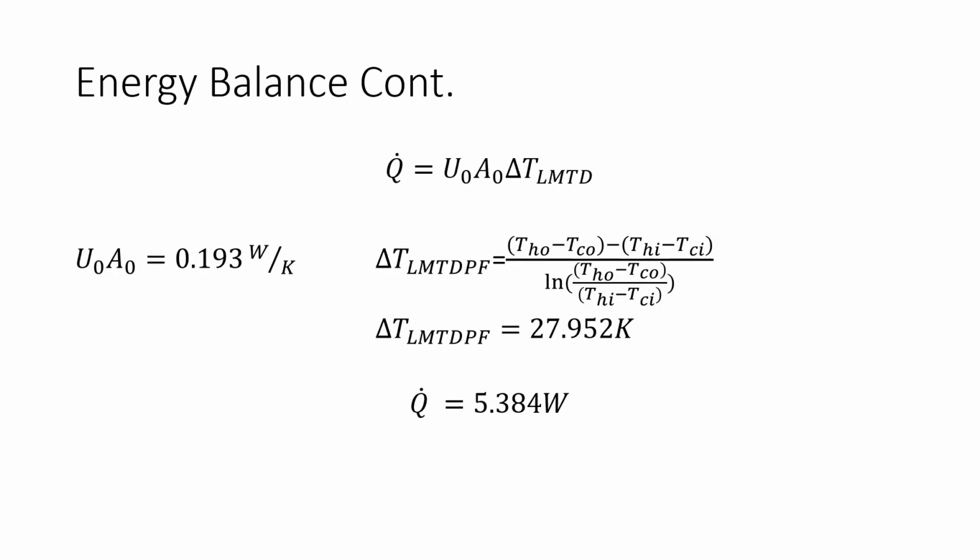Now that we have our overall heat transfer coefficient, we can solve for the rate of heat transfer. The rate of heat transfer is calculated by using the overall heat transfer coefficient times the log mean temperature difference value of a parallel flow. And we have gotten a value of 27.52 Kelvin. And the larger the log mean temperature value is, the more heat is being transferred. And that you can see from the rate of heat transfer, which is 5.384 watts.